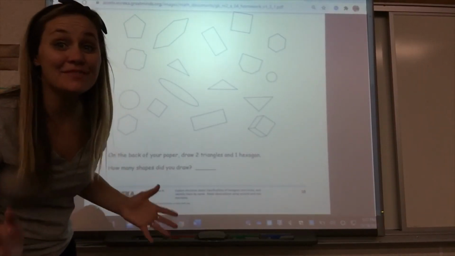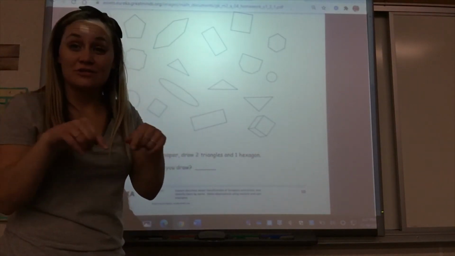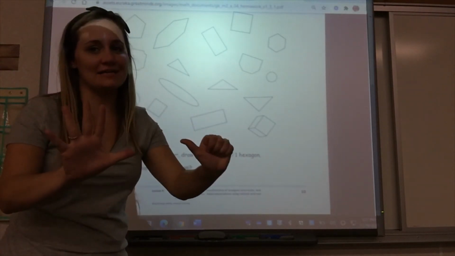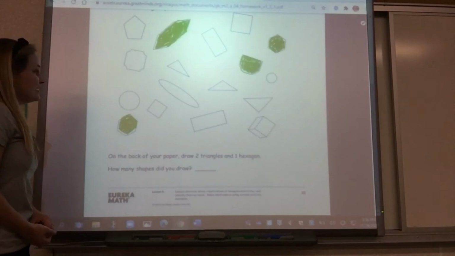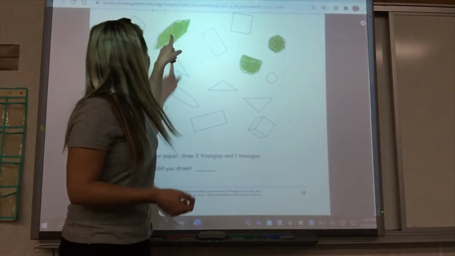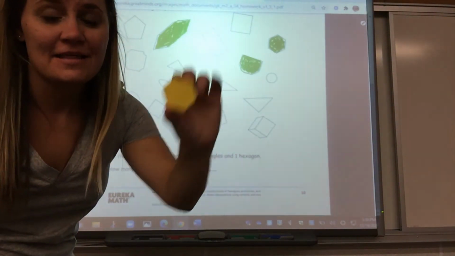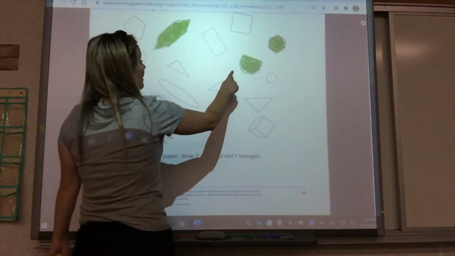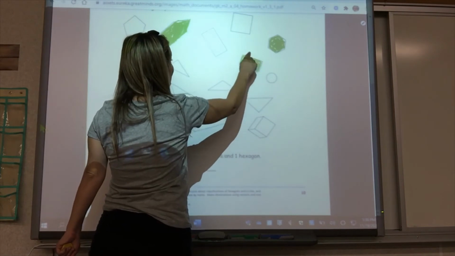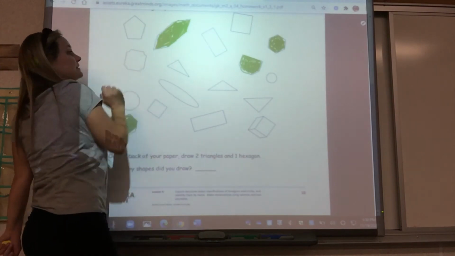And then we did the same thing with hexagons. We know that hexagons are closed shapes with 6 sides. Do you see some hexagons up here? Aha! You might think, what? That one and that one look funny. Well, hexagons don't always have to have perfectly even sides. They can be irregular, as long as they have 6. 1, 2, 3, 4, 5, 6.